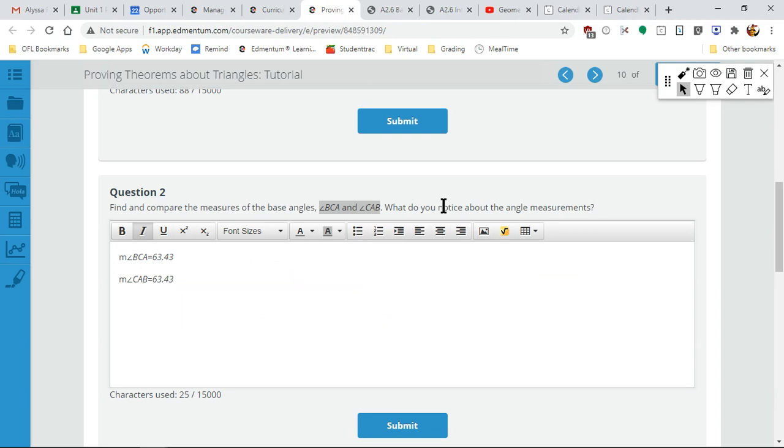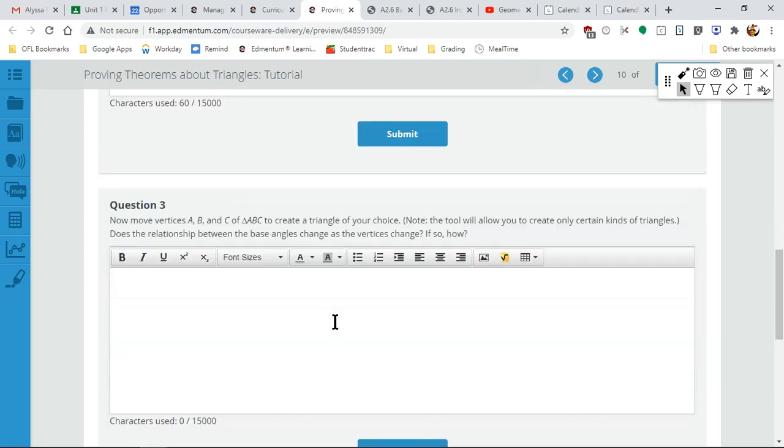All right, and we're going to answer basically the same questions. What do we notice about the angle measurements? So, angle measurements are congruent. You can even say that they're equal because we're talking about the measurements. If we were talking about the angles themselves, we would have to say that they're congruent. The measurements are equal because they're the same number. A measurement is a number, and an angle is a physical angle. So the angle measurements are equal. So now move the vertices around and compare.